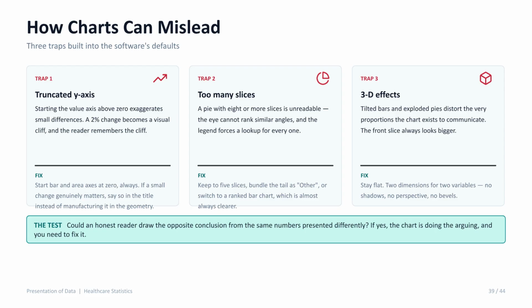Charts can easily mislead through default settings. Watch out for truncated y-axes, which exaggerate differences, pie charts with too many slices, which become unreadable, and 3D effects, which distort proportions. Always stick to flat, 2D charts and start your axes at 0.